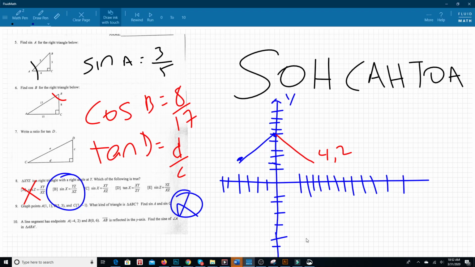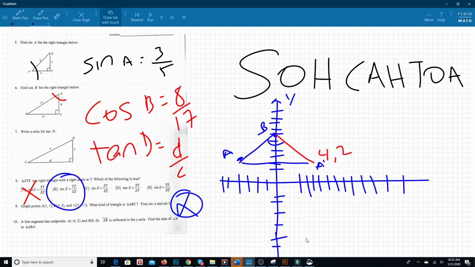AB is reflected about the y-axis, which is done right here. Find the sine of angle A for the triangle. So let's look at this. This is going to be A, this is going to be B, and this is A prime. They want to find the angle A of A B A prime. So they want to find this angle right here. They want to find the sine of that angle.